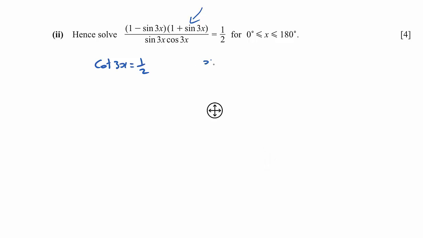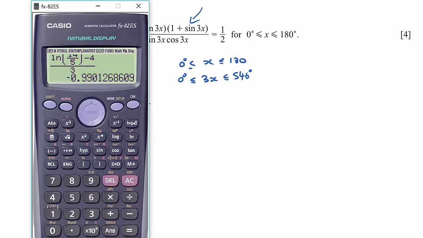And we're solving that for x between 0 and 180, which means initially we're going to be solving for 3x between 0 and 3 lots of 180, which is 540. So this means tan 3x equals 2. Remember the relationship with cot and tan.